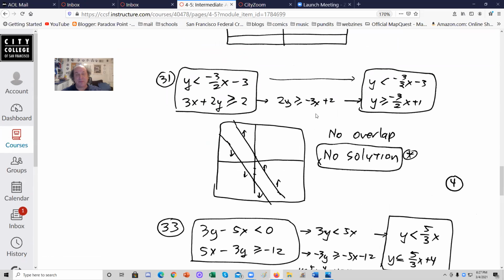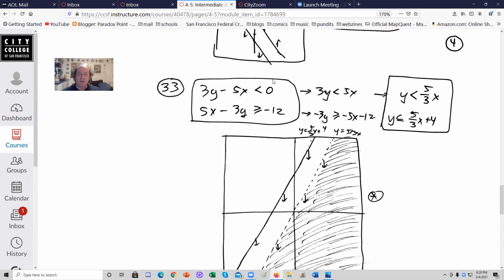Now here, y less than negative 3 halves x minus 3, and 3x plus 2y greater than or equal to 2. After a bit of algebra, that's y greater than or equal to negative 3 halves x plus 1. These have the same slope. They're parallel lines. Here's the minus 3 halves x minus 3 line, and one above it, here's minus 3 halves x plus 1, this line here. We want greater than or equal, so we want above that. But what do you know? There's no point above this line and below this line, so there's no overlap, and it's an empty set solution.